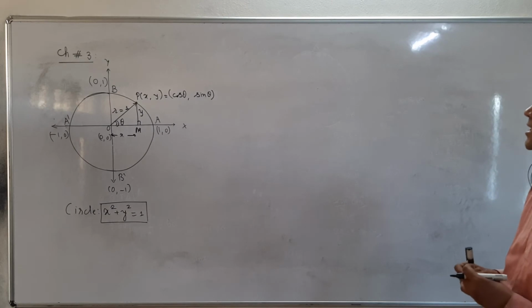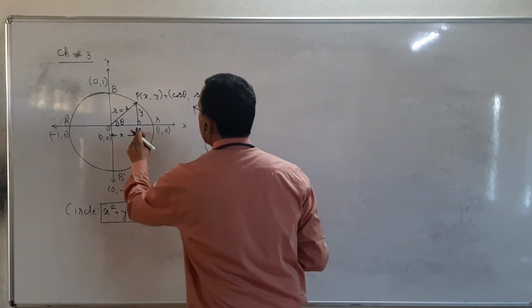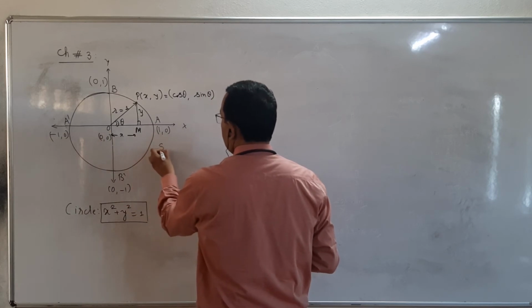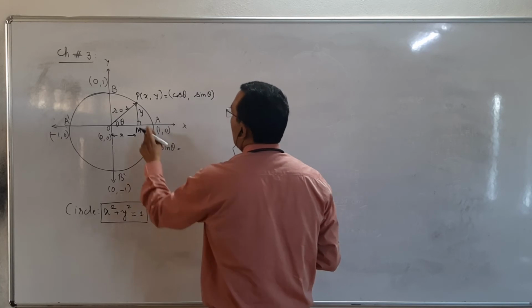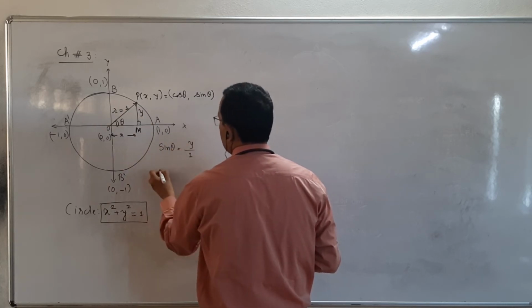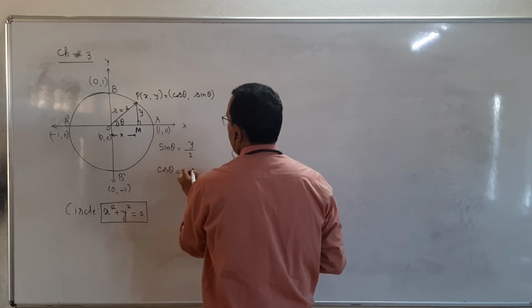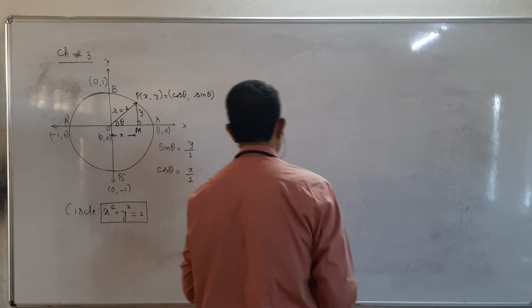So we could have easily derived x is equal to cos theta and y is equal to sin theta. Triangle PMO is a right angle triangle, so sin of theta will be opposite upon hypotenuse, so y by 1, so y is sin theta. Cos theta will be adjacent upon hypotenuse, so x is cos theta.